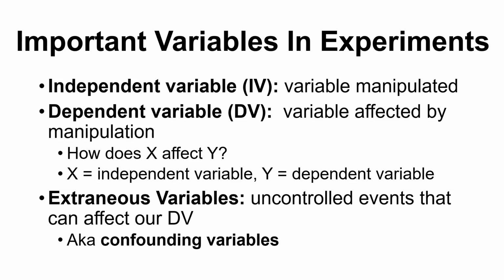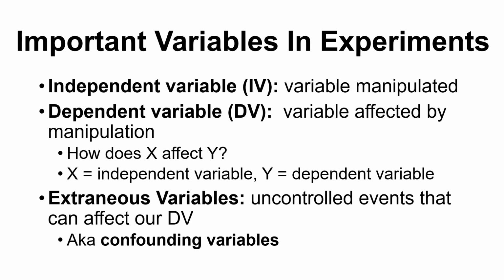Our dependent variable, in contrast, also called a DV, is the variable that is affected by the manipulation. So our dependent variable will change depending on our independent variable. So this dependent variable is the thing that we're trying to measure. So we're looking at how our dependent variable changes when our independent variable is manipulated. So we're asking, how does X, our independent variable, affect Y, our dependent variable?